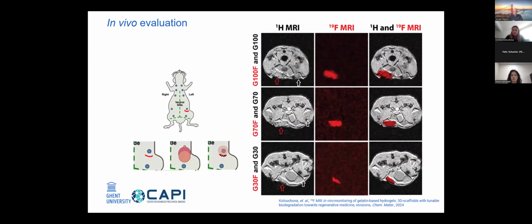We also implanted a control. Without the monomer, we could somehow see it in the MRI in the beginning because it was porous, but at one point we couldn't see it anymore when the pores were gone. And you can see that the scaffolds with the fluorine are very nicely visible. So we were able to determine the volume and the location.